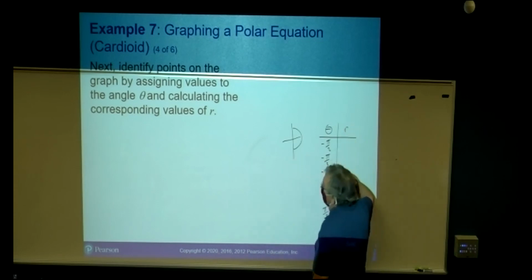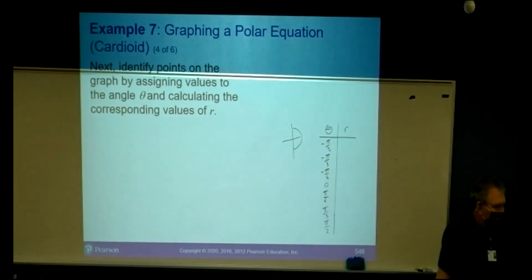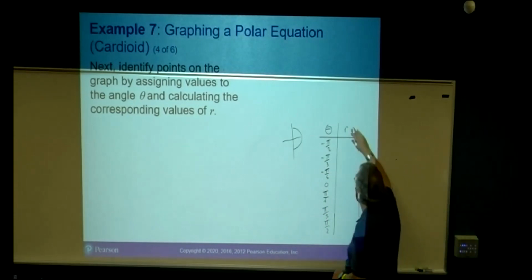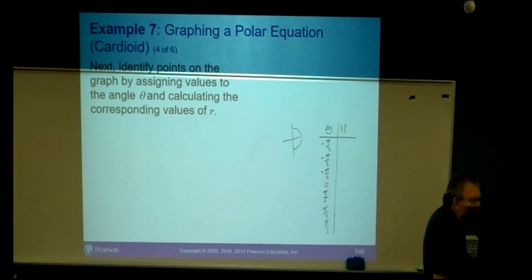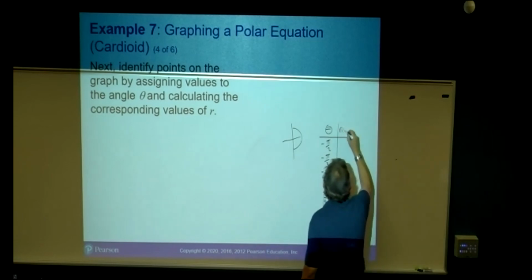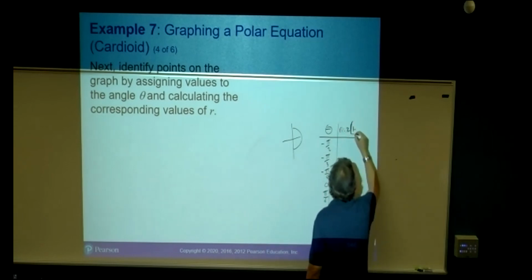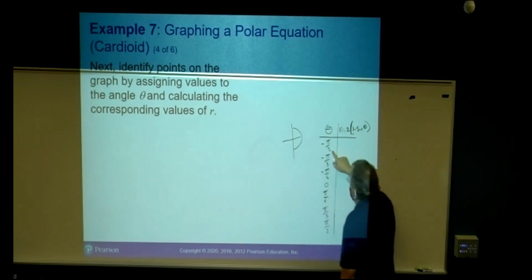So R, what is R? What was it? Oh, damn it. 2 times... Is it 2? This is R over here. R equals 2 times 1 minus sine theta. So the sine of negative pi over 2 is 0. And so this is just 2.